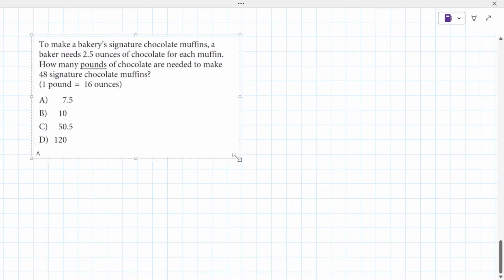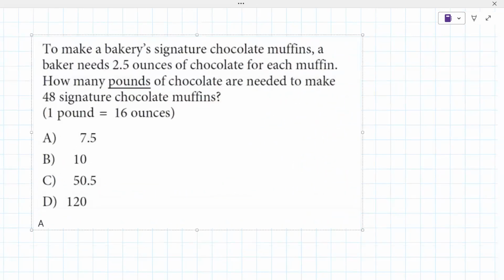This is the start of the more difficult questions. What I would recommend after you read the problem is to figure out the number of ounces required and then convert ounces to pounds.